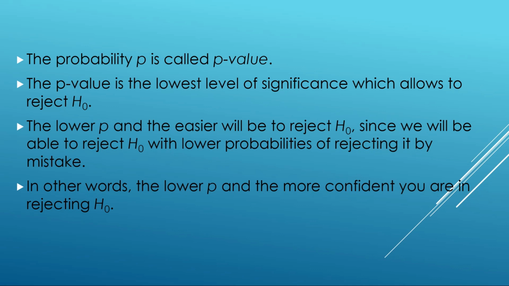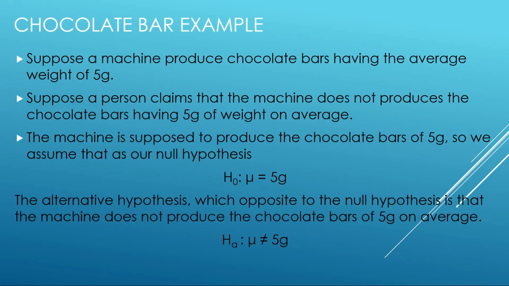The lower the p, the easier it will be to reject a null hypothesis, since we will be able to reject the null hypothesis with lower probabilities of rejecting it by mistake. In other words, the lower the p, the more confident you are in rejecting H0. Now we look at another example, the chocolate bar example.